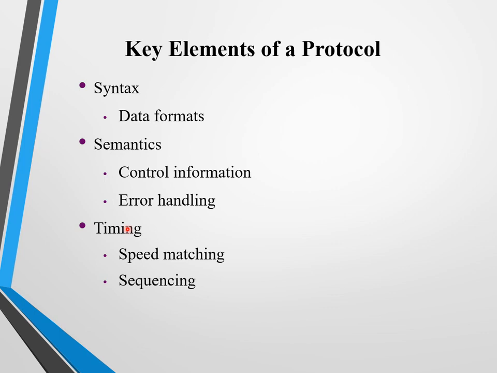Next one is the timing. It refers to two characteristics. The first one is when data should be sent, that is the sequencing, and how fast it should be sent, that is the speed matching. For example, if a sender produces data at 100 Mbps but the receiver can only process data at 1 Mbps, then the transmission will overload the receiver and data will be lost.